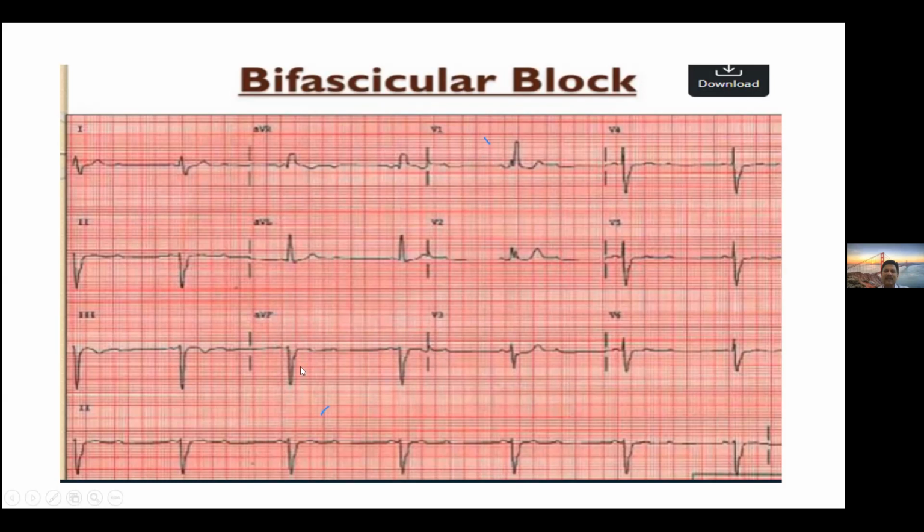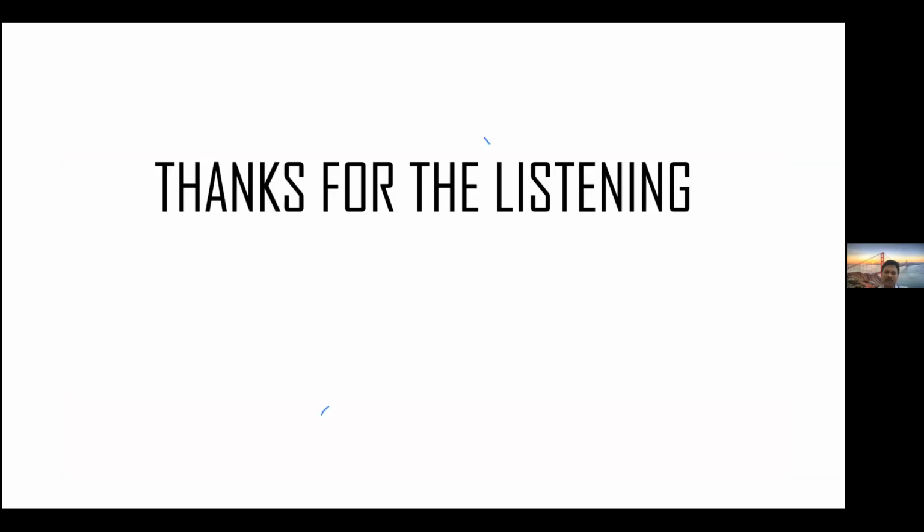So when leads II, III and aVF have a negativity, predominantly an RS pattern, you call it right bundle branch block with a LAFB. So with two blocks, right bundle and one fascicle blocked, we call it bifascicular block. Now understand why it is called bifascicular block.